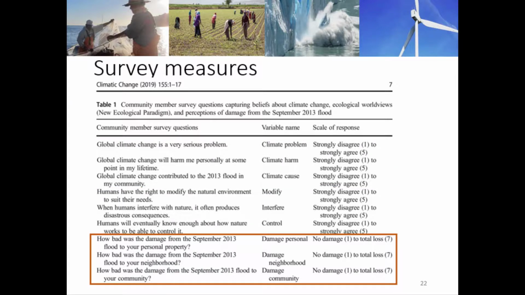We also asked 3 questions about individuals' experience with the flood. In essence, how much damage did they experience at different scales? So the question was, how bad was the damage from the September 2013 flood to your personal property? Secondly, we asked, how bad was the damage from the September 2013 flood to your neighborhood? And third, we asked, how bad was the damage from the September 2013 flood to your community? And the respondents rated their experience from no damage, a score of 1, to total loss, a score of 7.